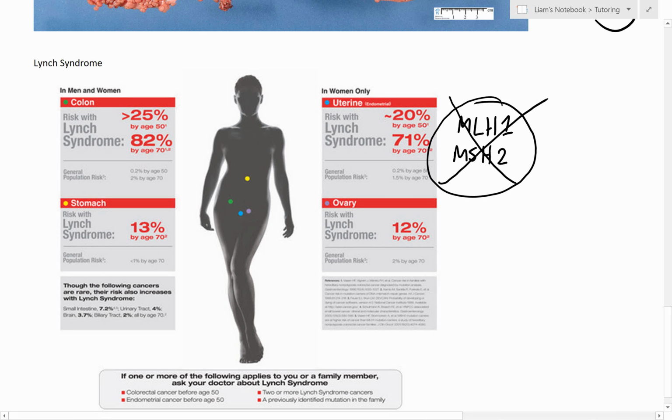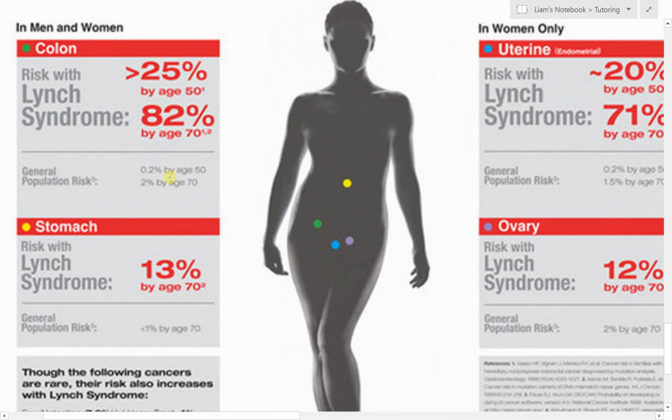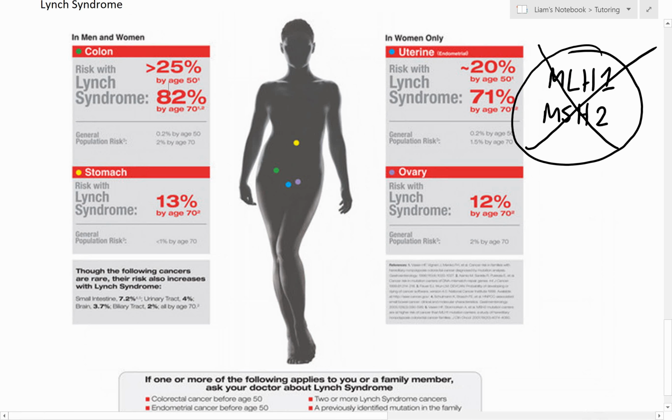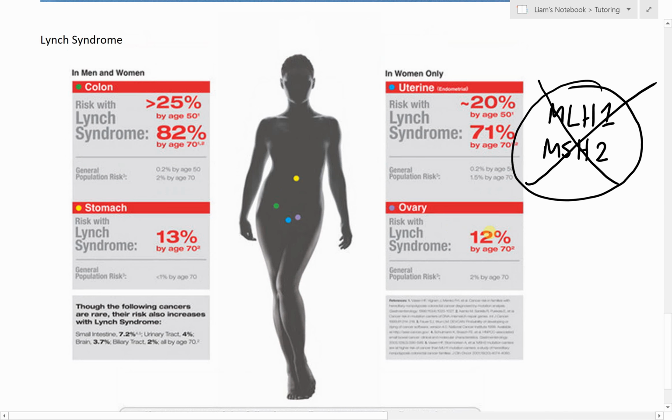colorectal cancer. And I don't know if you can see that there, but in the general population, 0.2% will have colorectal cancer by age 50. So more than 25% is a huge increase in risk. And by 70, only 2% in the normal population. So in Lynch syndrome, there's an 80% risk, which is rather insane. And as we say, those risks are mirrored across a whole bunch of different organ systems. So in women in particular, it's a major cause of uterine cancer and ovarian cancer.